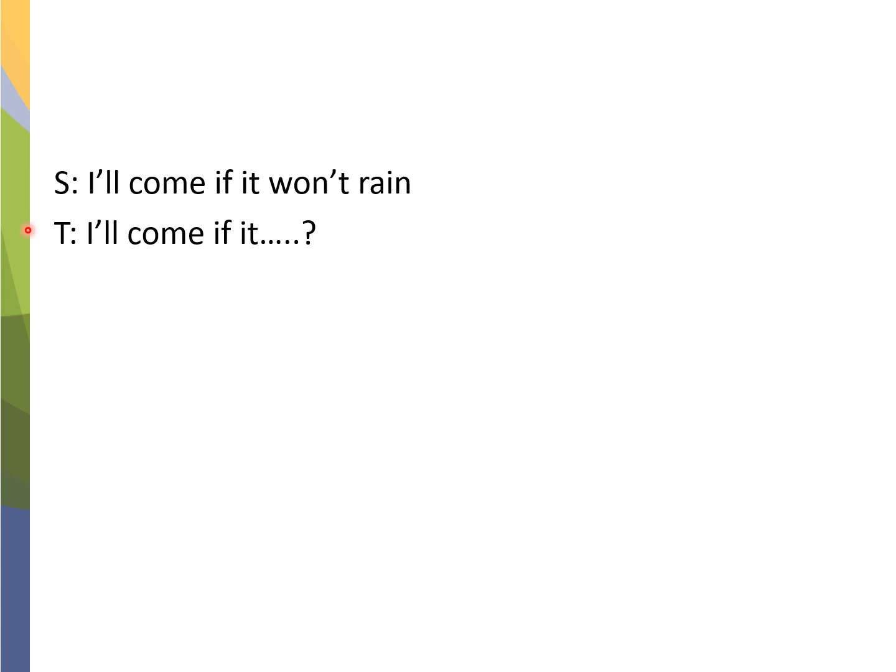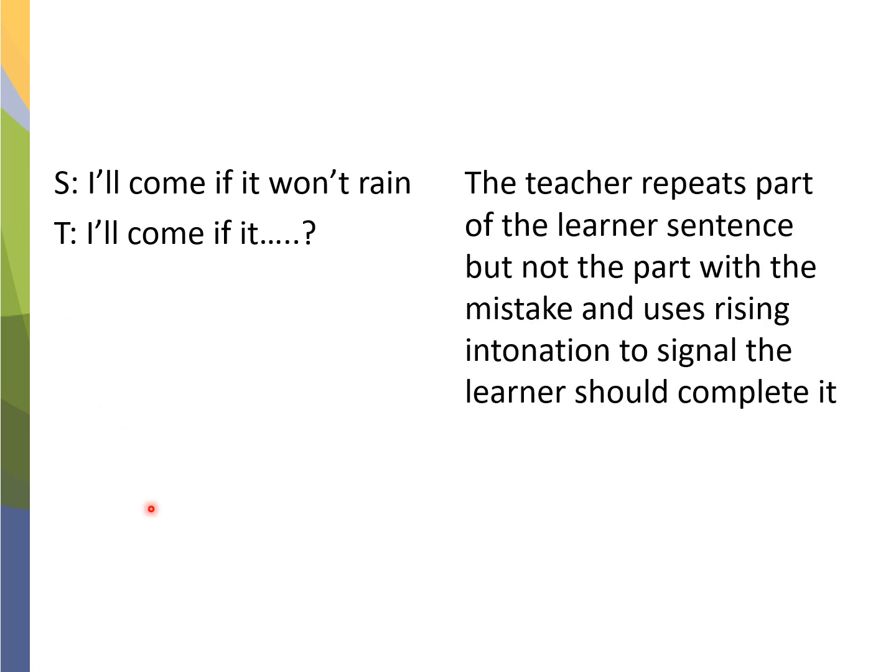and then this hopefully prompts the student to think about what they said and then try to correct what they said. So here the teacher repeats part of the learner's sentence, but does not repeat the part with the mistake. And the teacher uses rising intonation to signal that the learner should complete it. So this is a technique that prompts self-correction from the student. And this is called elicitation.